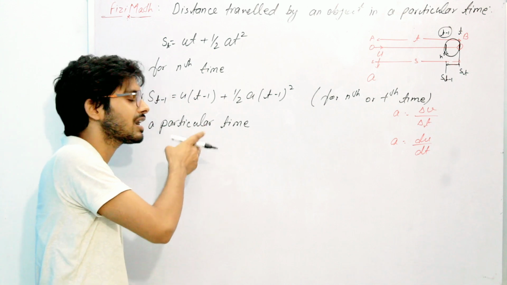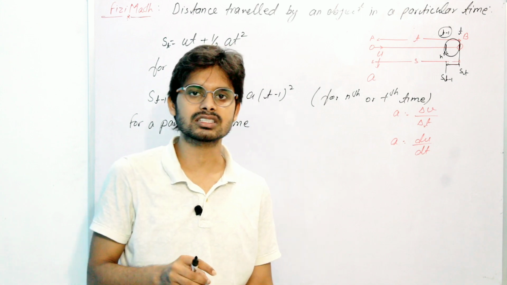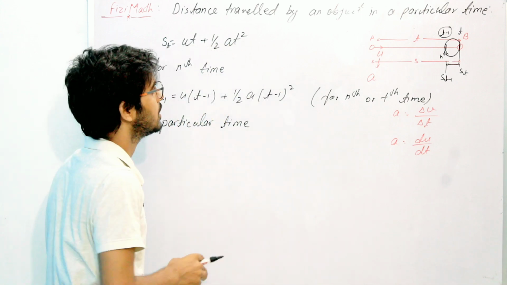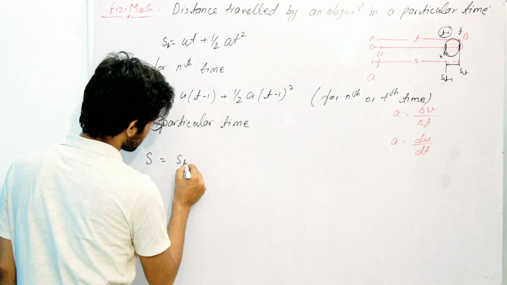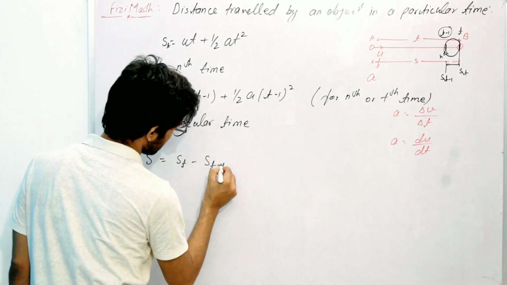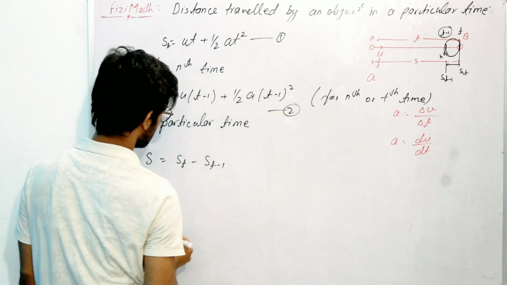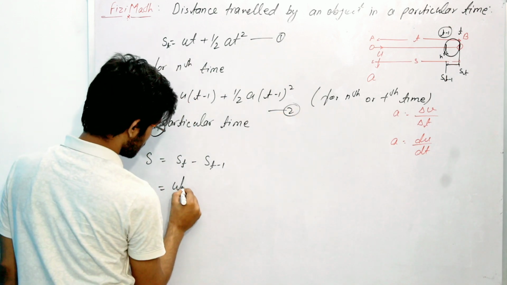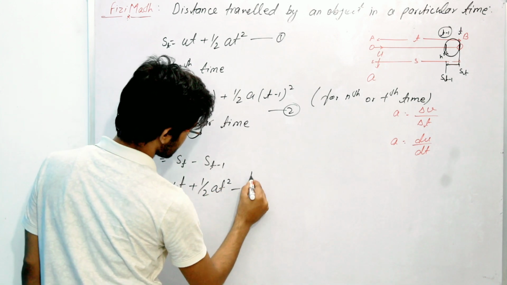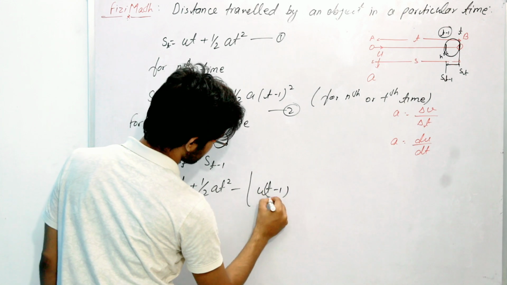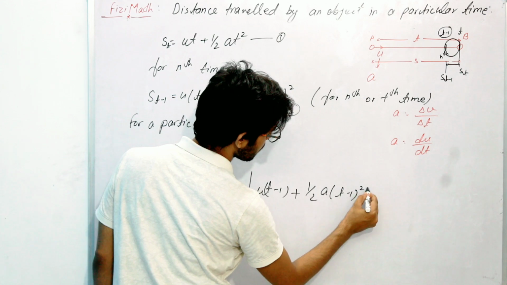Now we will get a generalized formula. So with the help of that generalized formula we can calculate the distance traveled by an object in a particular time. So here S is equal to St minus St minus 1. Now from equation 1 and 2 we have the value of St, ut plus half at square, minus ut minus 1 plus half a into t minus 1 whole square.